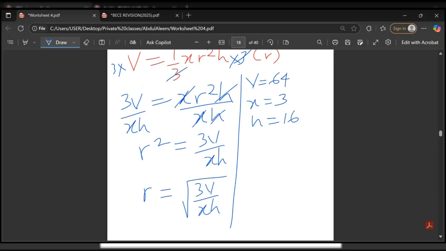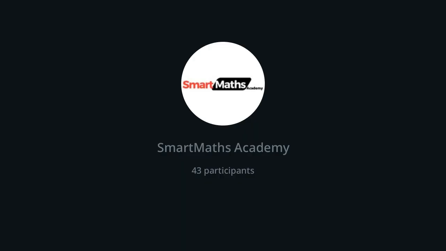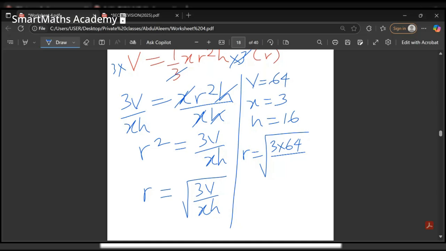All right, so that's what we asked to do. So in this case, that means r equals the square root of 3 times 64 divided by x, which is 3, times h, 16. So 3 cancels 3. Square root of 64 is 8. Square root of 16 is 4. 8 divided by 4 is equal to 2. So the value of r is equal to 2.